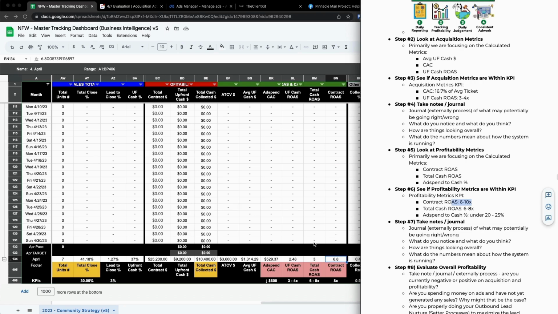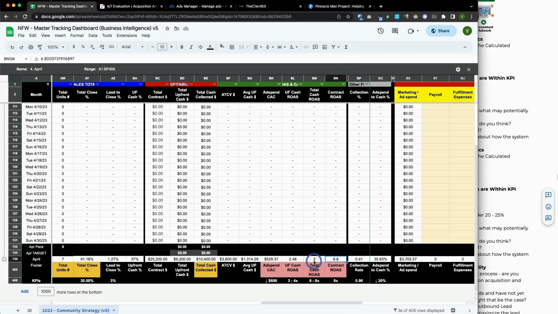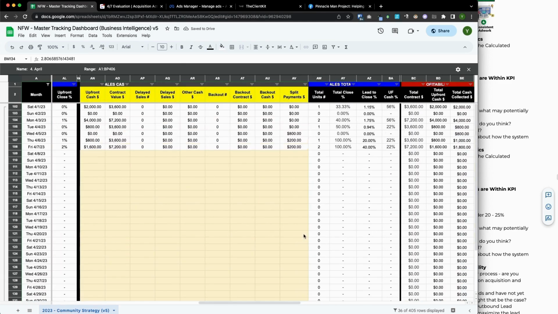And then total cash ROAS is sitting at about 3, and we're supposed to be at about 6 to 8, right? So again, if I highlight this and add another decimal place, we're at 2.8. So that is definitely low on there. And the reason why, if I look at our cash over here, is because I can see that we don't have a lot of split payments coming through. And that's the reason for our total cash ROAS.